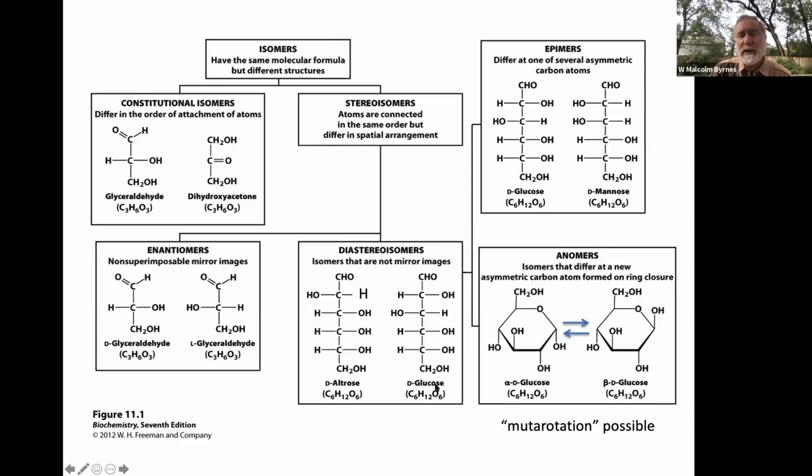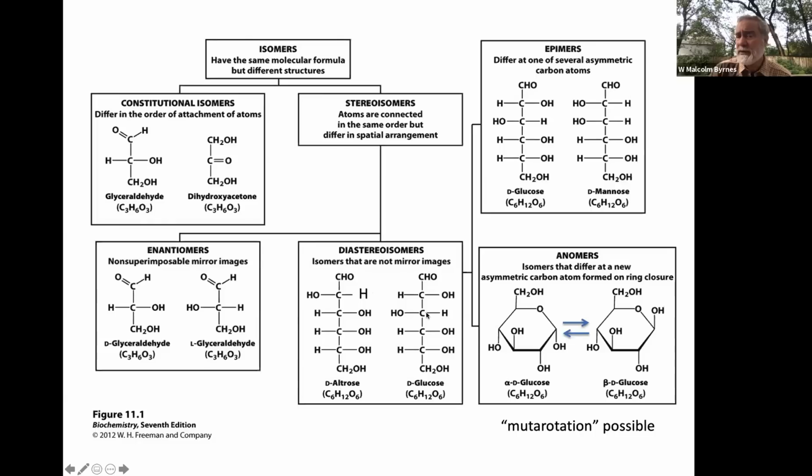We see D-glucose. It's a very common monosaccharide we're going to be discussing quite a bit. C6H12O6, and then we have D-altrose. Also C6H12O6. They're isomers of each other, okay? And they're stereoisomers. Atoms are all connected in the same order, but differ in spatial arrangement.